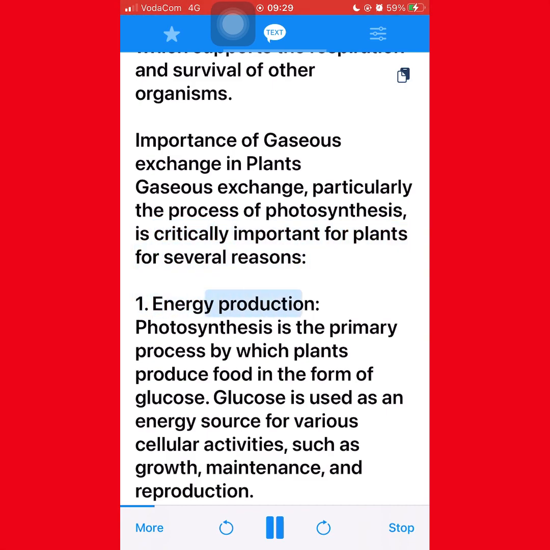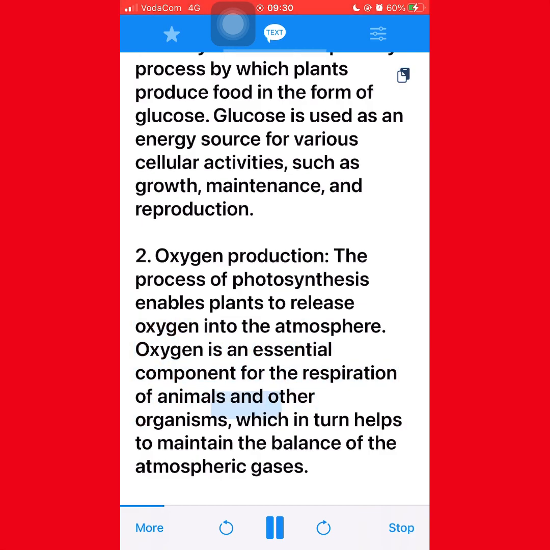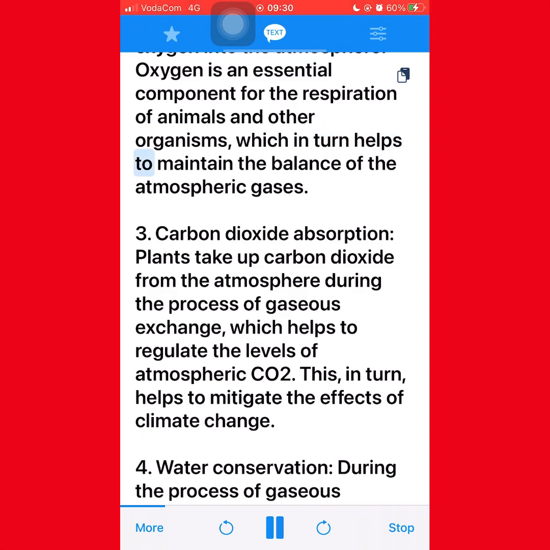1. Energy production. Photosynthesis is the primary process by which plants produce food in the form of glucose. Glucose is used as an energy source for various cellular activities, such as growth, maintenance, and reproduction. 2. Oxygen production. The process of photosynthesis enables plants to release oxygen into the atmosphere. Oxygen is an essential component for the respiration of animals and other organisms, which in turn helps to maintain the balance of the atmospheric gases.